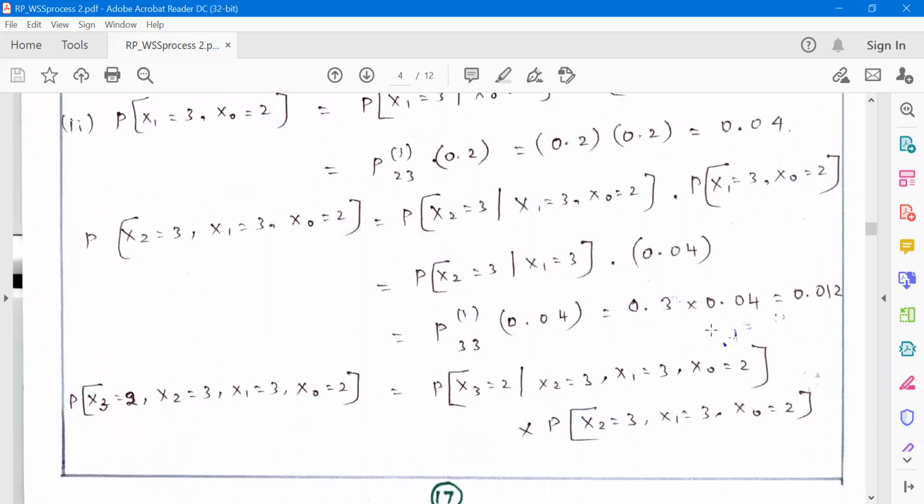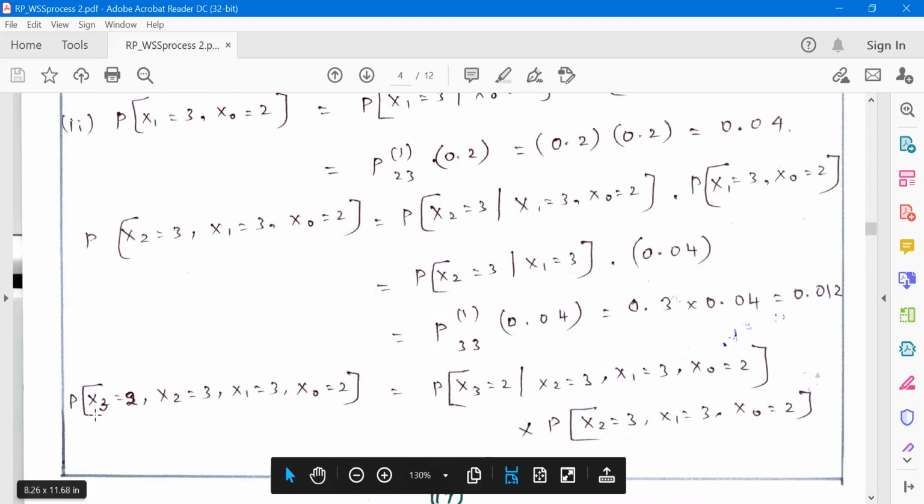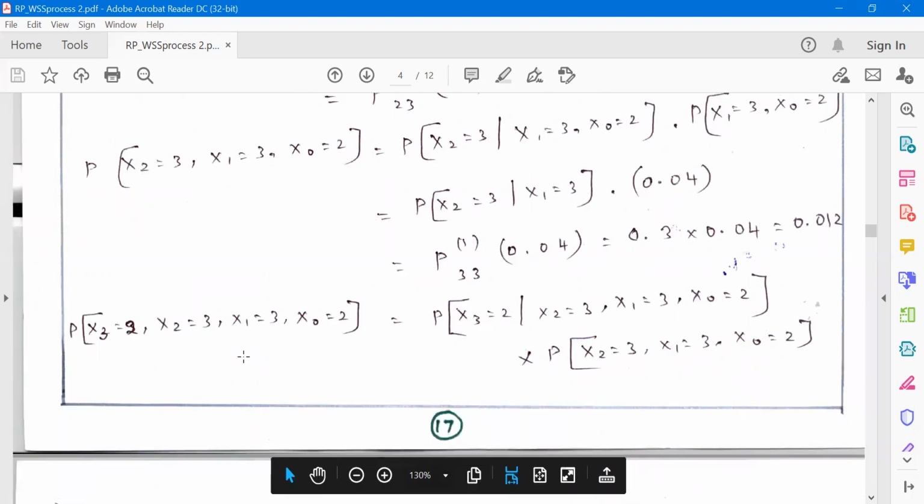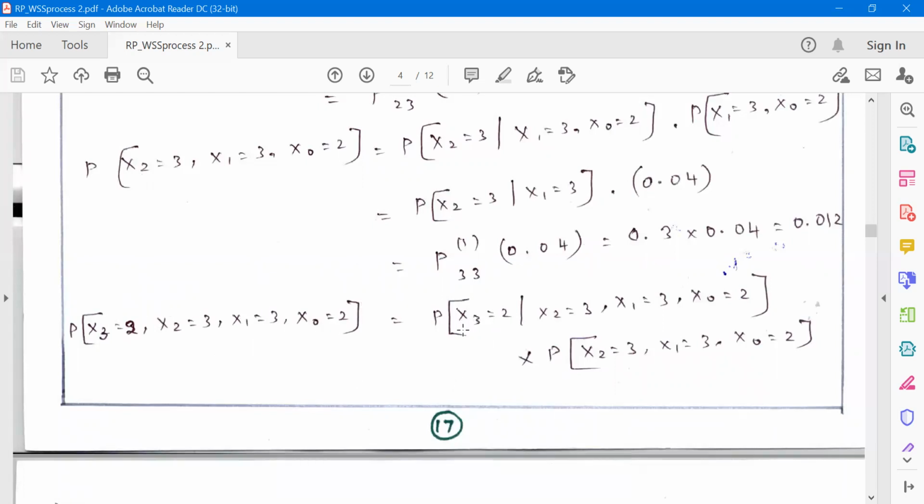0.3 into 0.04, the value is 0.012. Next I am going to find P of x3, x2, x1, x0. First I write the term: P of x3 = 2 given x2 = 3, x1 = 3, x0 = 2. As usual, we are using the conditional probability definition.